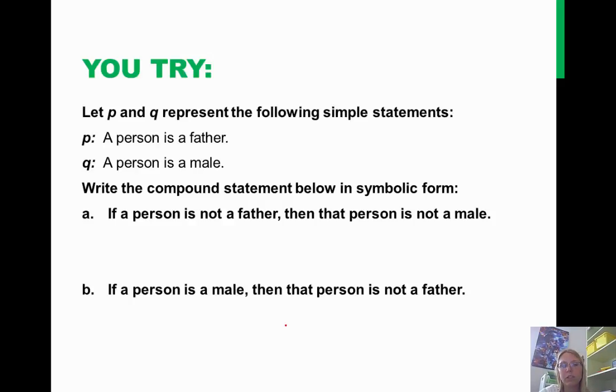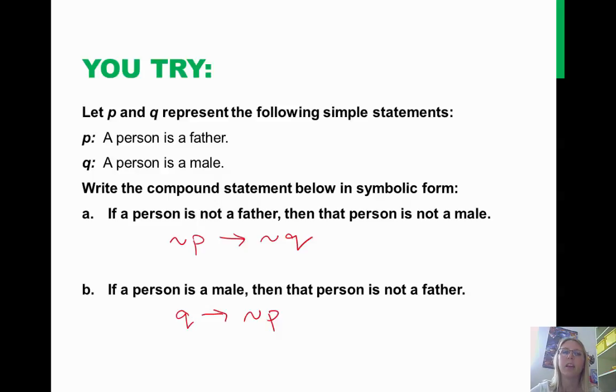So now I want you to take a moment to try this on your own. Pause the video and then turn it back on when you're ready to see if you got it right or wrong. Here on the first one, I got not P because it's negated, and it's the first statement we have above, and not Q, which is here. So we are using the if-then symbol. On the second one, we have if a person is a male, which is the second statement, then not P because it's negated.